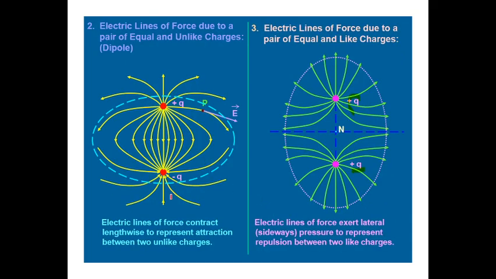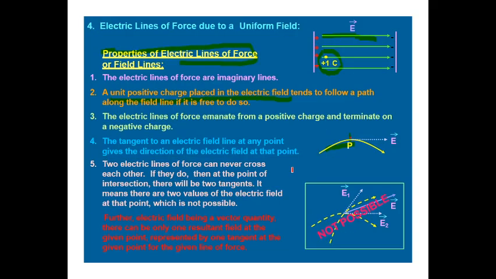If there are equal and opposite pairs of charge, the lines start from the positive charge and end at the negative charge, away from the positive charge and toward the negative charge. Equal and like charges, both positive. This is the representation of electric field lines. If the electric field is uniform, then equally spaced parallel lines represent the electric field.